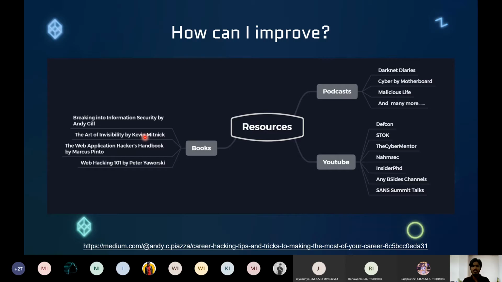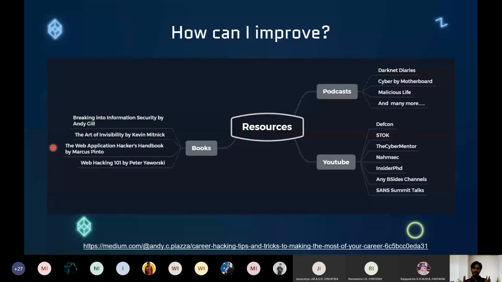Then there's this famous hacker, I think most of you might know, Kevin Mitnick. He has a general book, not related to cybersecurity, but for the general audience. It's called The Art of Invisibility. It's a good book. And if you're into web application pen testing, this is the de facto standard book.